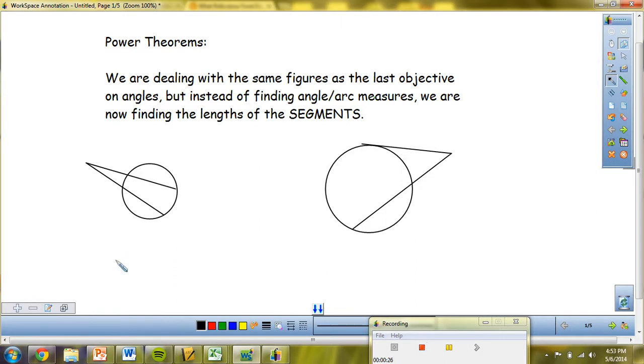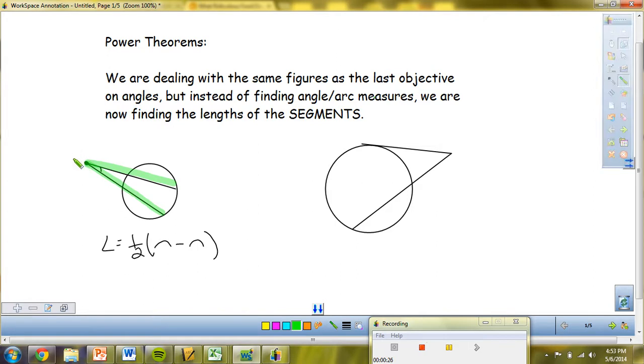So we learned before that if we have a vertex outside the circle, the angle is equal to 1/2 the big arc minus the small arc. Well, fantastic. That's useless to us now because we don't care about the arcs and the angles. Now we want to focus on how long these segments are. So we're going to have a new formula for when the vertex is on the outside.